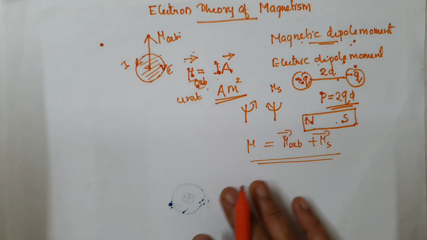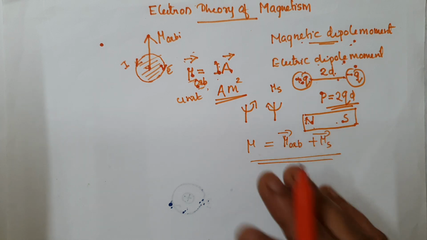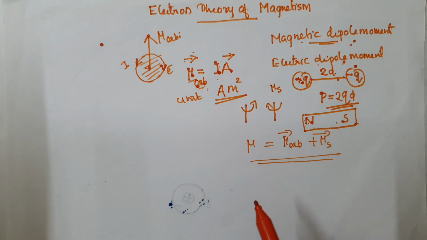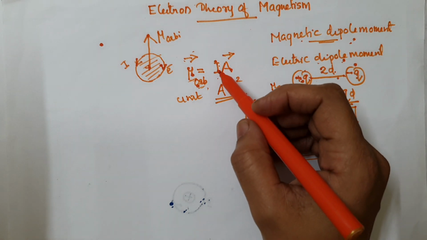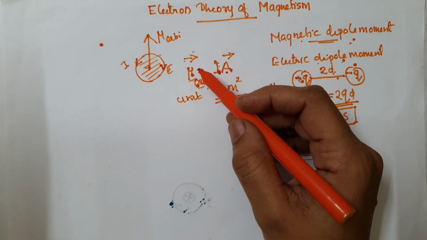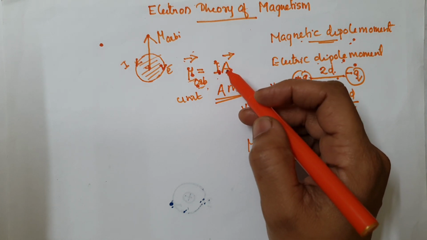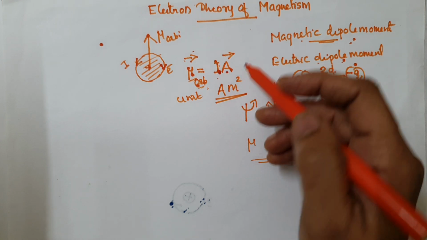The electron theory of magnetism states that in an atom, the electrons revolving around the nucleus possess a magnetic moment, and the electron can also spin about its own axis, and the spinning also produces a magnetic moment. This magnetic moment can be represented in terms of the current and the area. The magnetic moment is a vector quantity, the product of the current I and the area A, and its unit is ampere meter square.